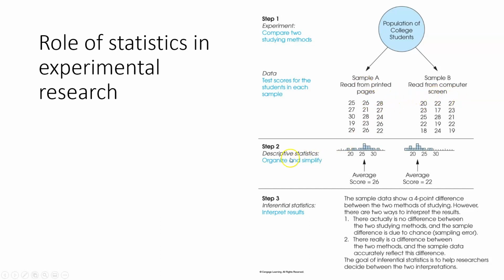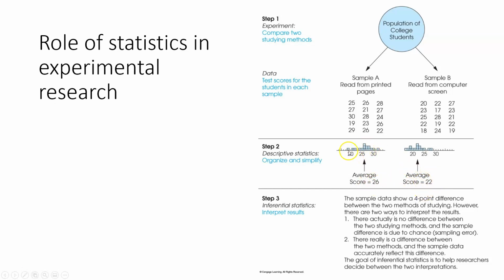You would then run some descriptive statistics that organize and simplify these groups of data. If you just glance at this right here, it doesn't allow you very well to see what's going on. You don't know what a typical student scores on an exam based on just having read the pages. And you don't know if people who read it from a computer screen did better or worse on the exam after having read on the computer screen. But if you take the average score of the students in sample A and the average score of students in sample B, you can see how they compare.